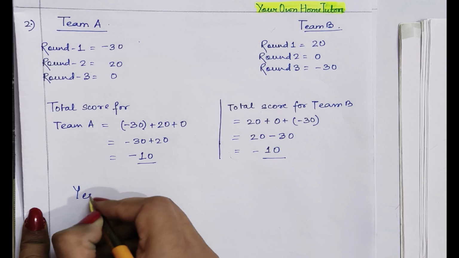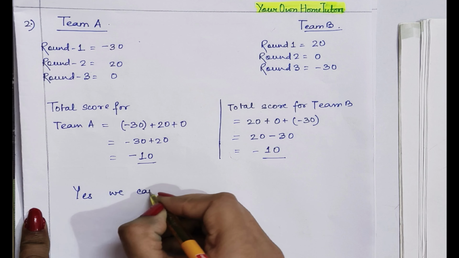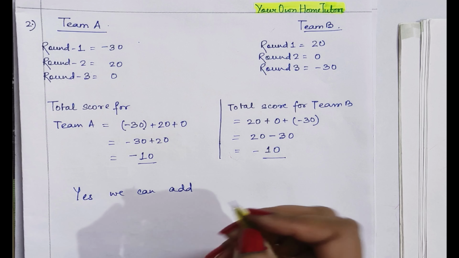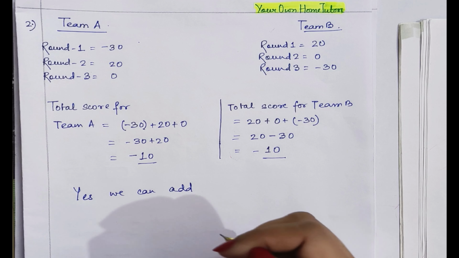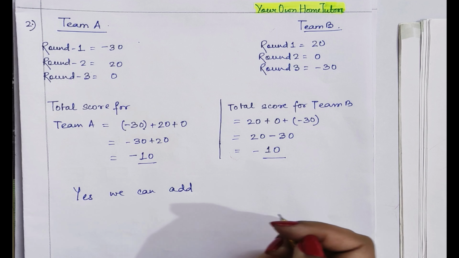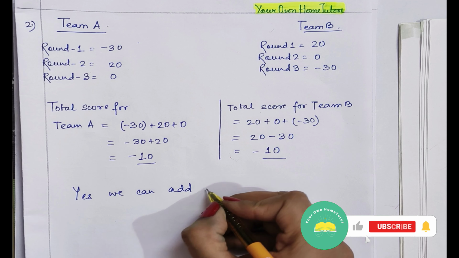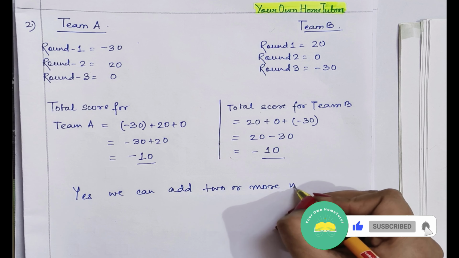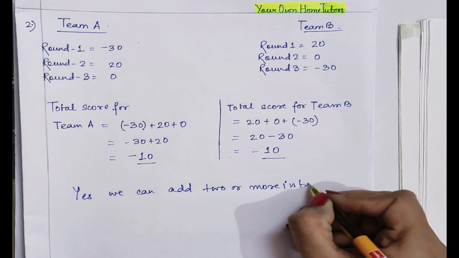Yes, we can add integers in any order. Why do we say so? If you recall from the last videos, we have covered that addition is commutative. If you have not watched the last video, you can go and watch that and then come back and solve this. Yes, we can add 2 or more integers in any order.